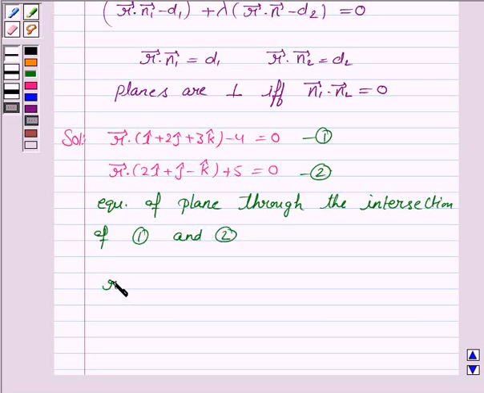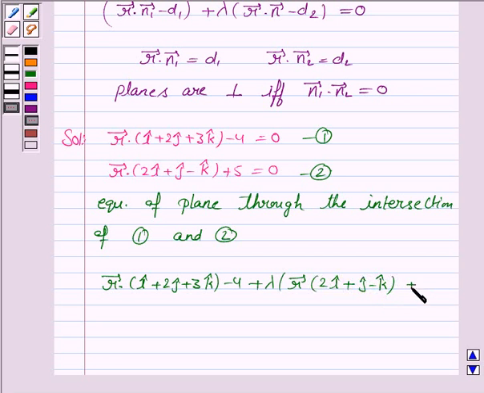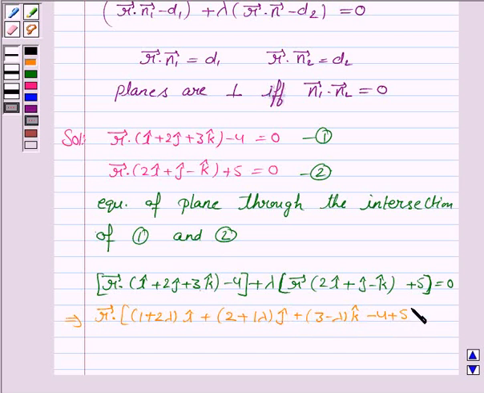It is given by vector r dot (i cap plus 2 j cap plus 3 k cap) minus 4 plus lambda into vector r dot (2 i cap plus j cap minus k cap) plus 5 is equal to 0. Now this is equal to vector r dot ((1 plus 2 lambda) i cap plus (2 plus lambda) j cap plus (3 minus lambda) k cap) minus 4 plus 5 lambda is equal to 0. Let's call this as A.